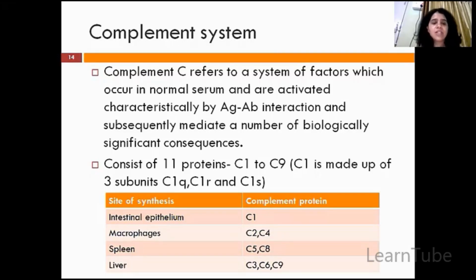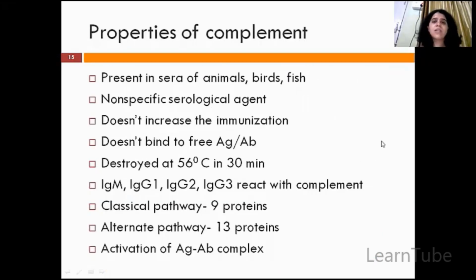Here you can see the different sites of synthesis: C1 is synthesized in intestinal epithelium, C2 and C4 in macrophages, C5 and C8 in spleen, and C3, C6 and C9 in the liver. Now, what are the properties of these complement proteins? First of all, they are present in animals, birds, and fish. Everywhere they are present. They are non-specific serological agents.